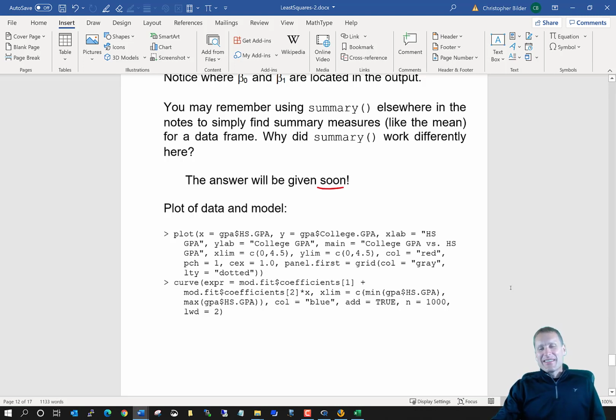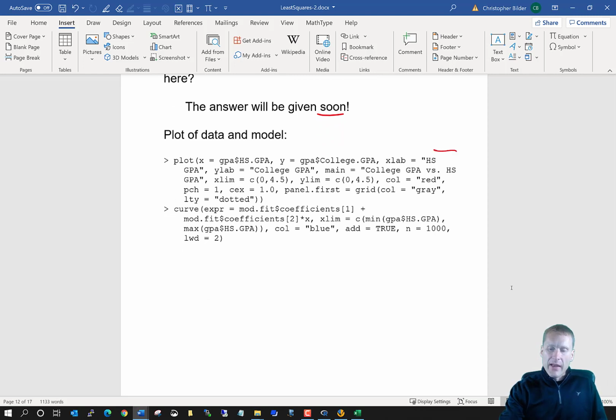Okay, so now let's actually do a plot of our data with our model on it. So this is a scatter plot with the sample regression model on it. So I'm going to use exactly the same code that we saw before for the scatter plot. Now to get the actual model on the plot, I go back to this function that we've used many times before, the curve function. And remember what the curve function allows you to do. It allows you to create a plot as a function of an x variable, in other words, what's on your x-axis.